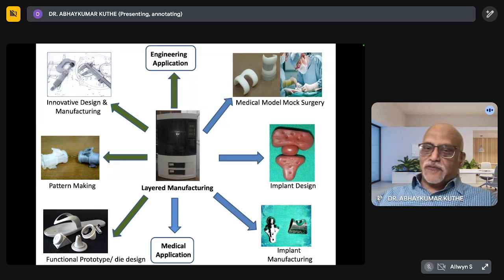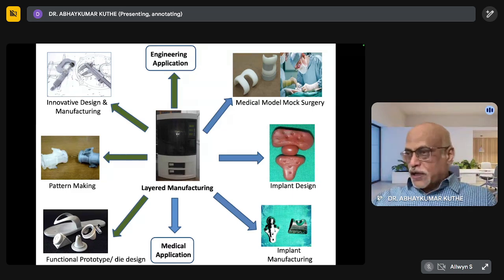Now, it's very interesting to tell you from the point of view of medical application. One of the interesting points is the medical model, which can be used for mock surgery directly. Doctors can get a 3D printed model of an organ, a model of a diseased organ, and he can actually operate on it as a rehearsal of the surgery. That's what we talk about as the medical model for mock surgery. He develops the confidence, and therefore nowadays surgeons are ready to handle complex surgeries.